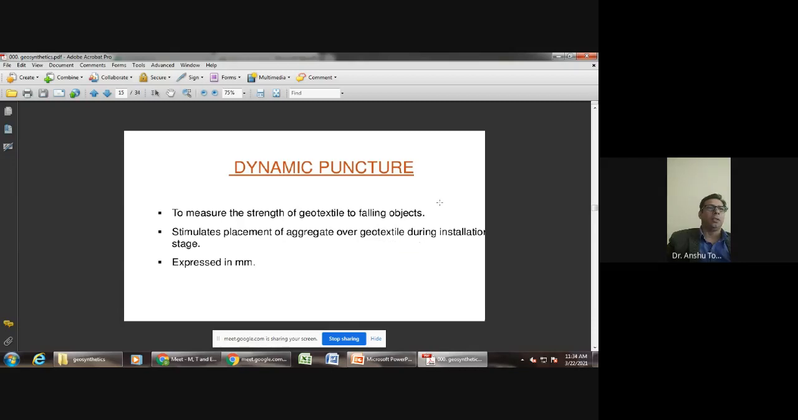Dynamic puncture to falling objects. Again, impact load. That is impact. One thing is that you are applying it at a constant rate. Another is that it is an impact load. That is why dynamic puncture resistance. So that has to be checked again for the special purpose, where the dynamic puncture type of force can be generated in civil engineering infrastructure. Wherever it is there, the dynamic puncture has to be checked.